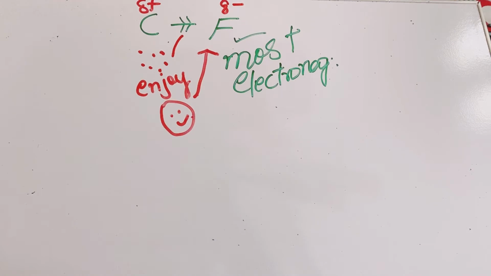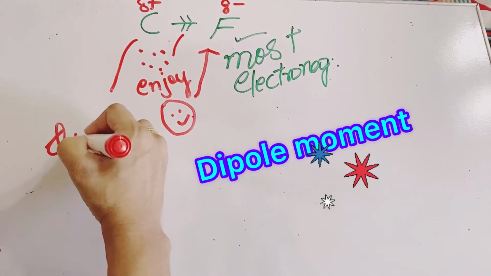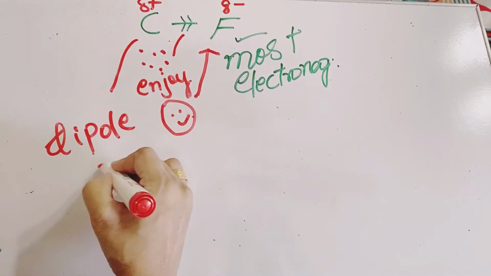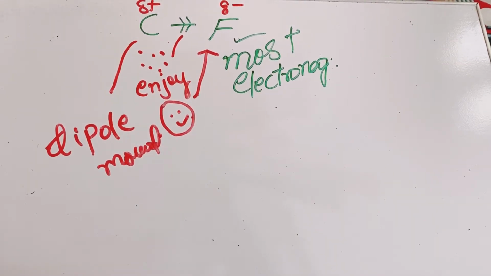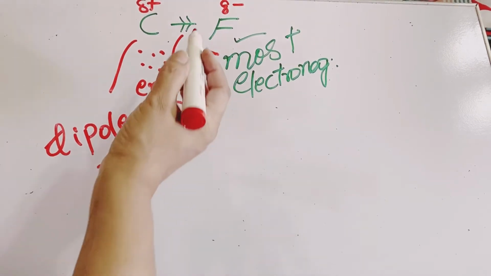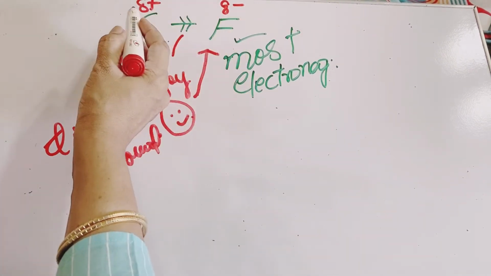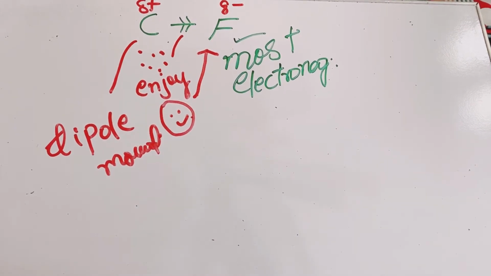So what will happen? This results in the molecule producing a dipole moment. A dipole moment will be produced. And what is a dipole moment? It refers to one side being partial positive and the other being partial negative. This is called a dipole moment, right? A dipole means dipolar, so one side becomes negative and one side becomes positive. So this is a dipole moment.